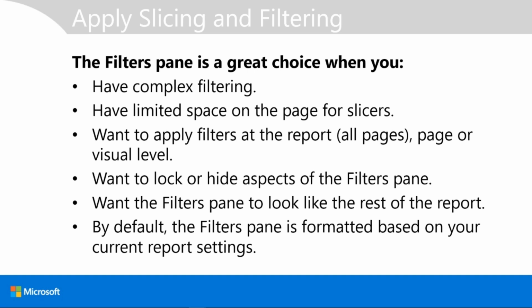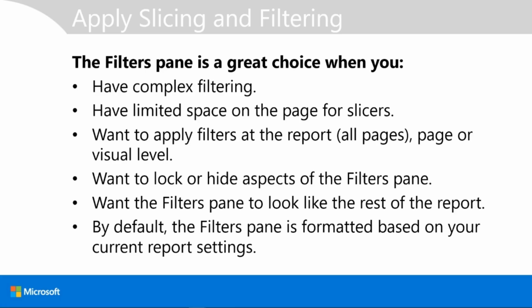Alternately, we can use the filters pane, which is a great choice when we want to take advantage of complex filtering. Perhaps we have limited space on the page for our slicers. We want to apply filters at the report, which is all pages, page or visual levels. So we want the filters to apply at different levels of our report. Perhaps we want to lock or hide aspects of the filters pane. We want to perhaps use the filters pane to look like the rest of the report. So we could go ahead and configure it and format it to look like the rest of the report for look and feel purposes. And by default, the filters pane is formatted based on your current report settings.